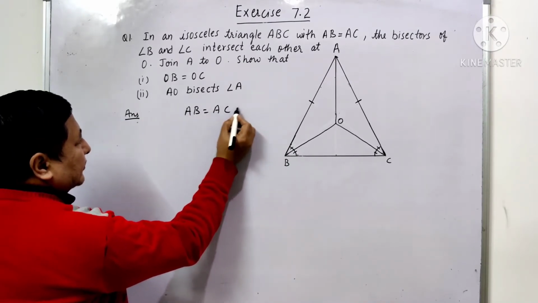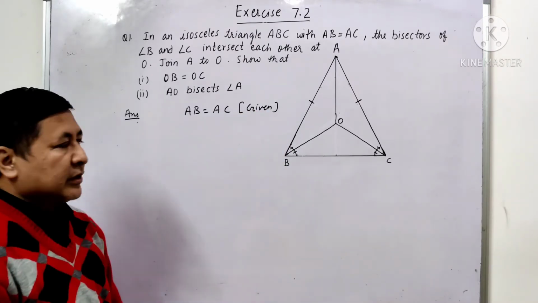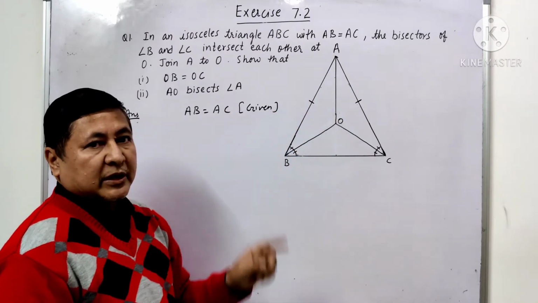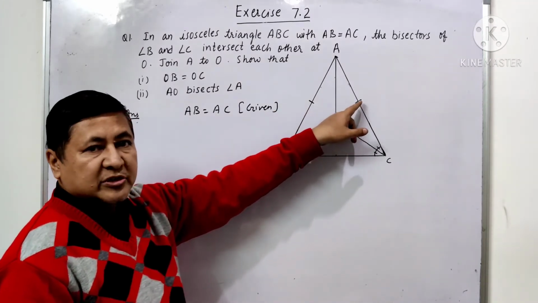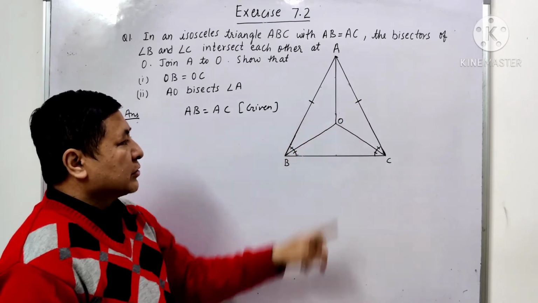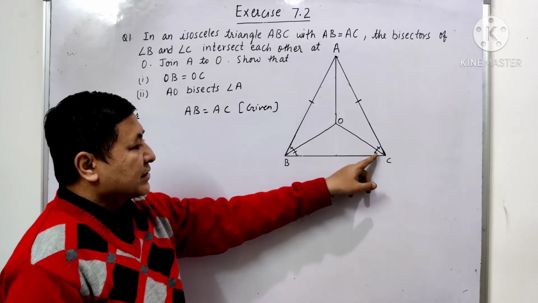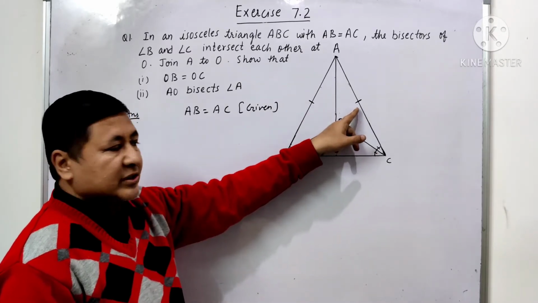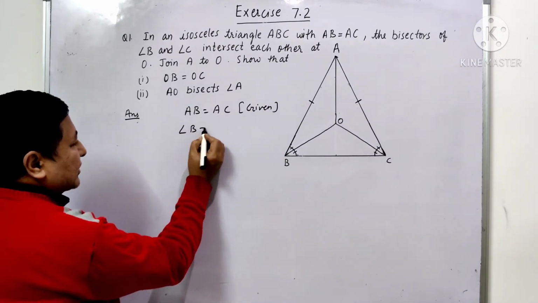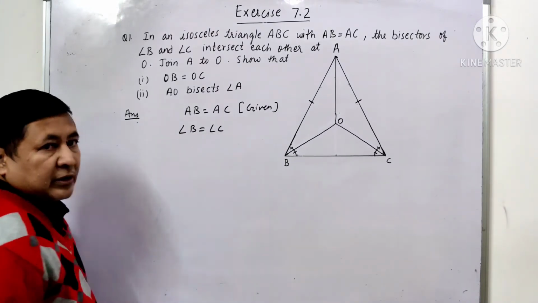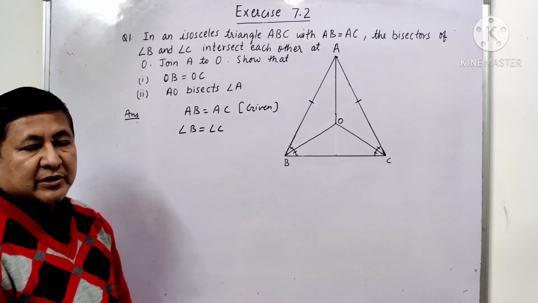So now what we'll do is, in the question it is given that AB is equal to AC. And we know that in an isosceles triangle the angles opposite to equal sides are also equal. These are the two sides which are equal. So the angle opposite to AB is angle C, and the angle opposite to AC is angle B. So angle B and angle C will also be equal. This is the theorem that we have done in the previous part. So angle B is equal to angle C.